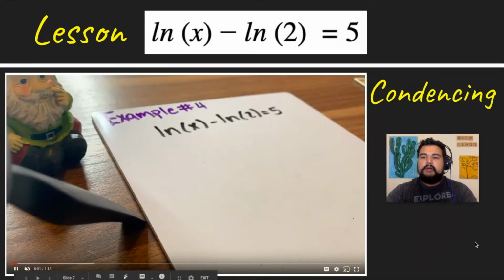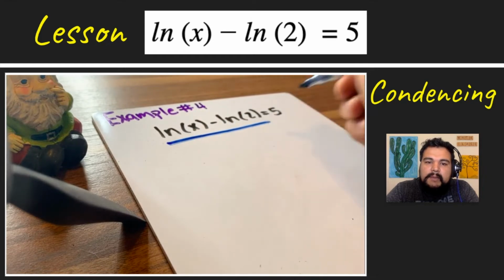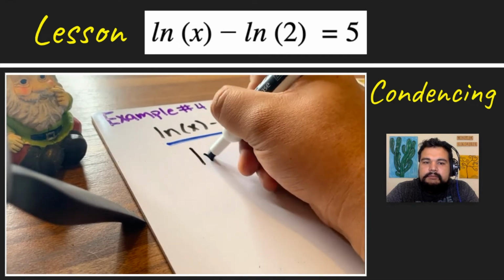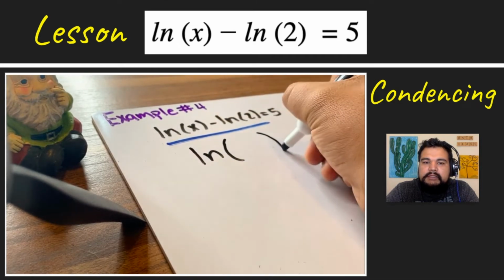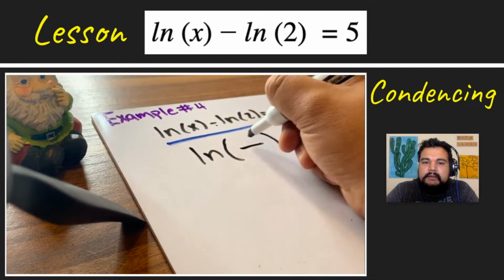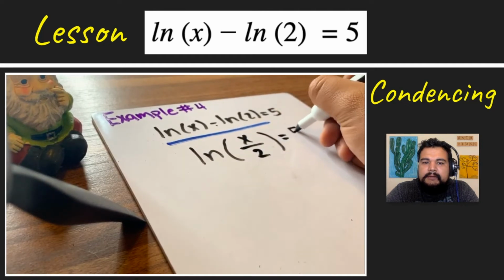Now in this problem we also need to condense because we have a minus. Now the rule for minus is division of the inside. So in this case we're going to write ln. I'm going to say x is in the top of the fraction, and then 2 is in the bottom because this is minus ln.